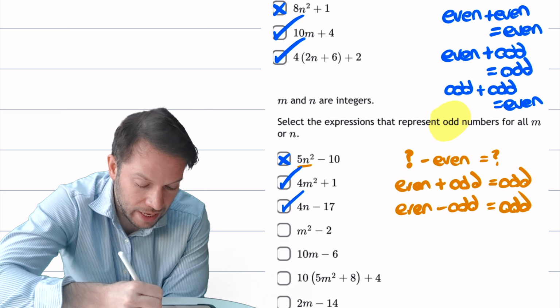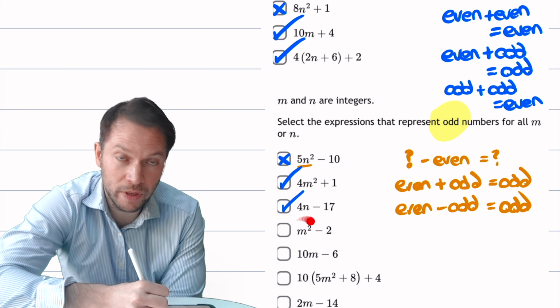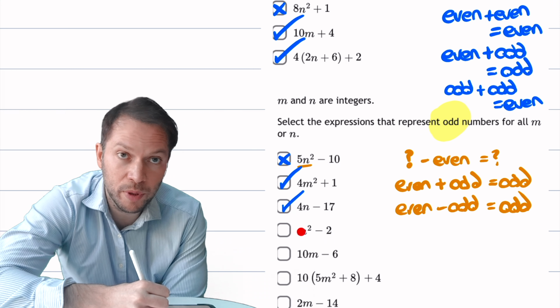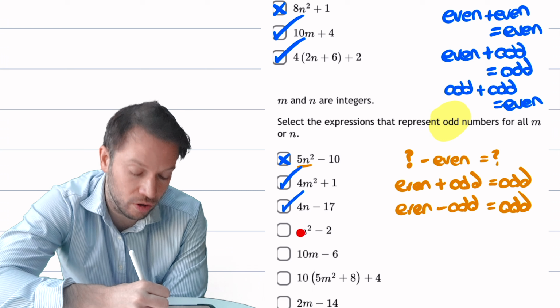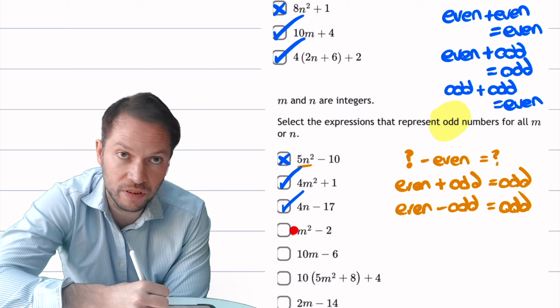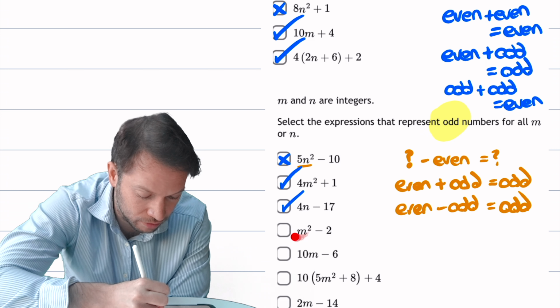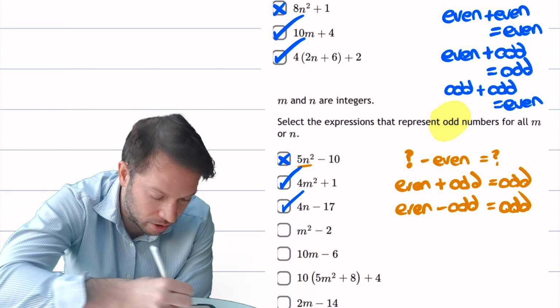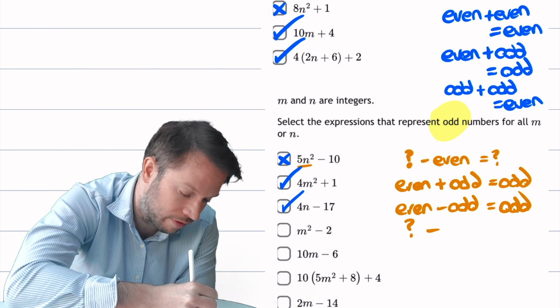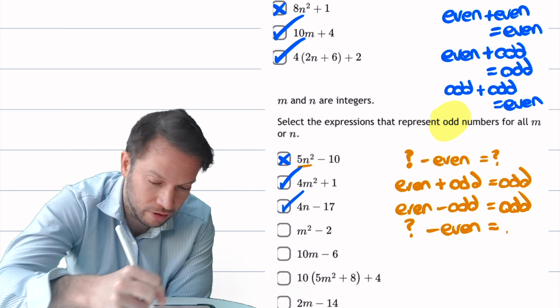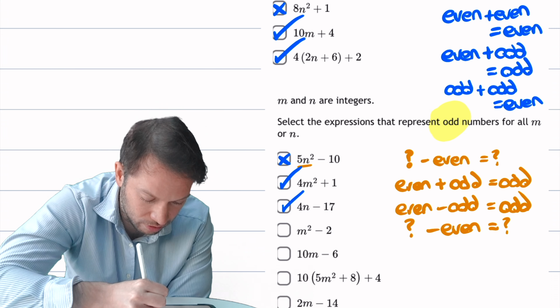The next one, m squared, we don't know whether that's odd or even. If m was an odd number, like 1, 1 squared is 1, which is odd. If m was an even number, like 2, 2 squared is 4, which is even. So we don't know whether that's odd or even. So that's a question mark. And question mark minus even is question mark. We don't know whether it's odd or even. So that is a cross.